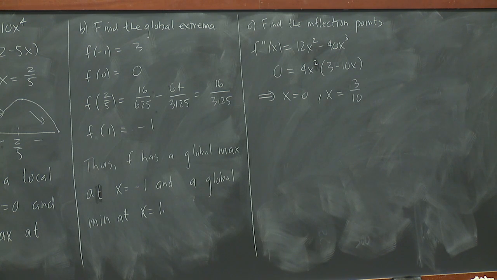Are these guaranteed to be inflection points? Have you ever seen an example where the second derivative was 0 and it wasn't an inflection point? Sure. You had a homework problem like that, right? How do we check if these really are inflection points? Do a number line.